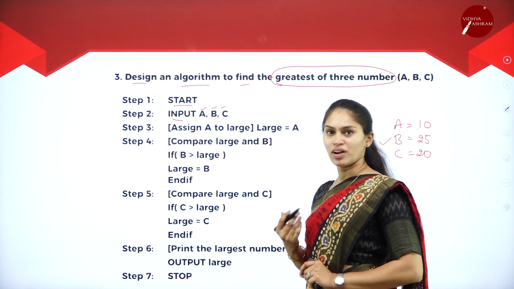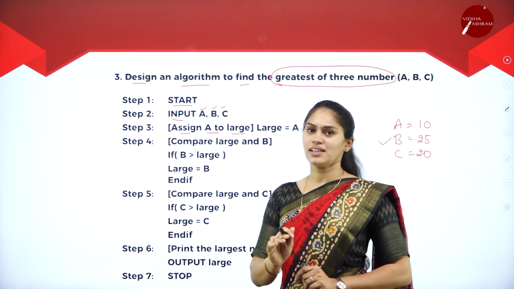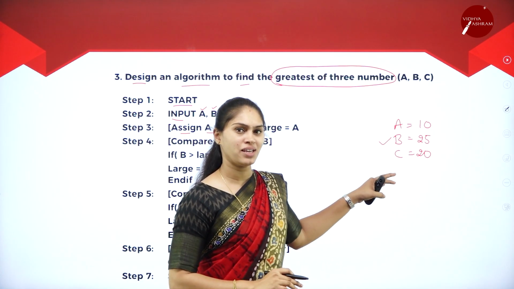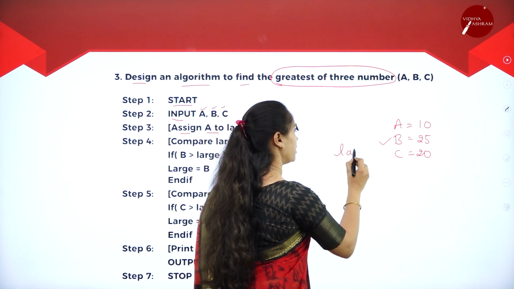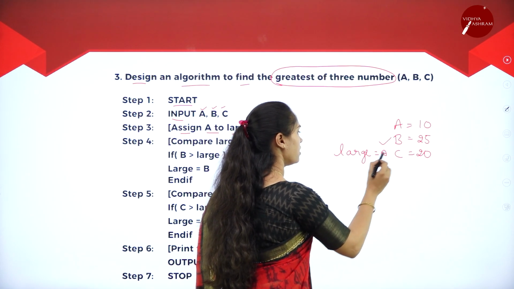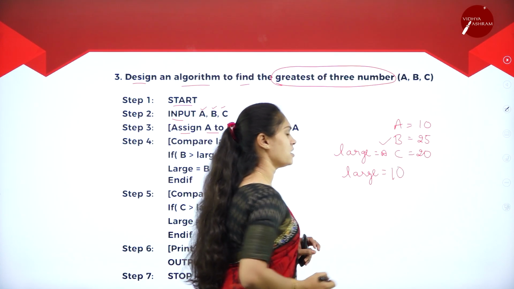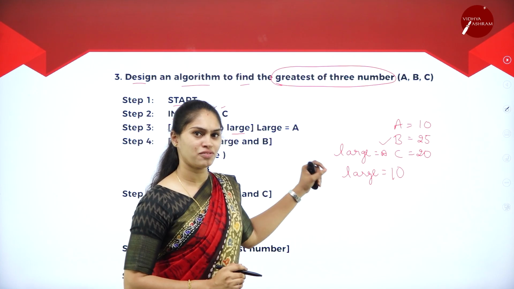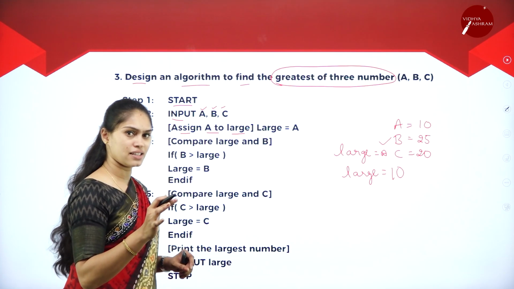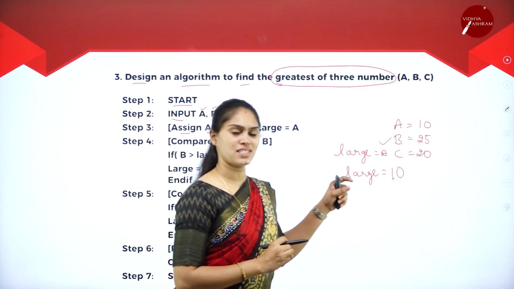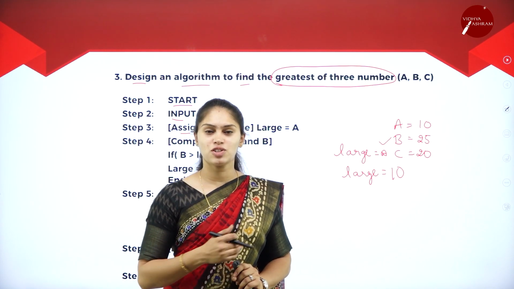In the next step, I am assigning A to large. That means without looking into the values of A, B, C, I am going to consider that A is the largest. So large is equal to A. Then what is the value of A now? I have taken the value of A as 10. So for my perception, the value of A now is 10. This is regarding the third step. Just understand that without looking into the values of A, B, C, I'm just declaring that A is the highest number, or A is the greatest of all these three.